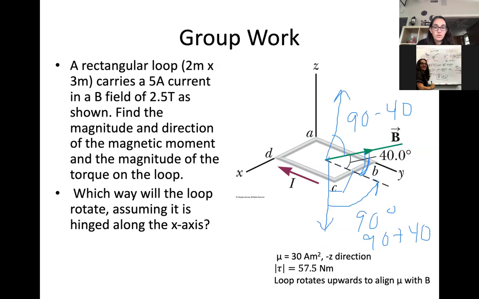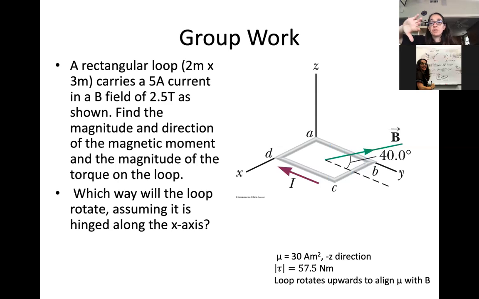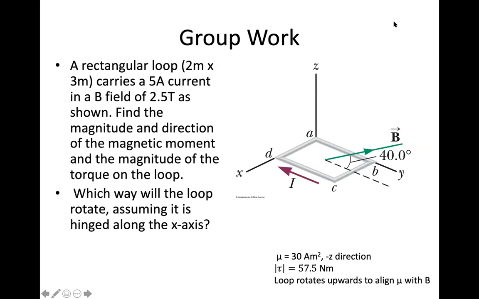Okay, so I'm going to try and redraw that on a whiteboard. But that's the first thing you should do: say, oh, the current is flowing around this way, so the magnetic moment points straight down. And then let's see what other information we are given about this. We are given the area of the loop, 2 meters by 3 meters. We're given the current. We're given the B field. It's a single loop, so N equals 1. And we want to find the magnitude and direction of the magnetic moment.